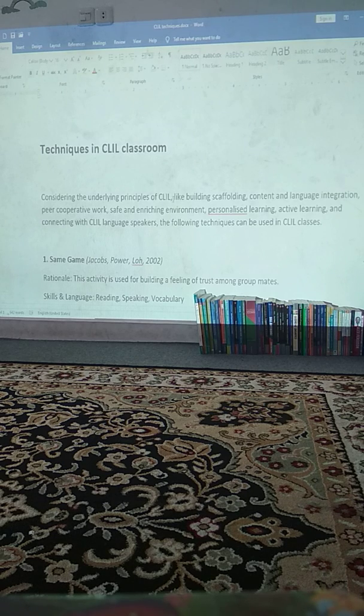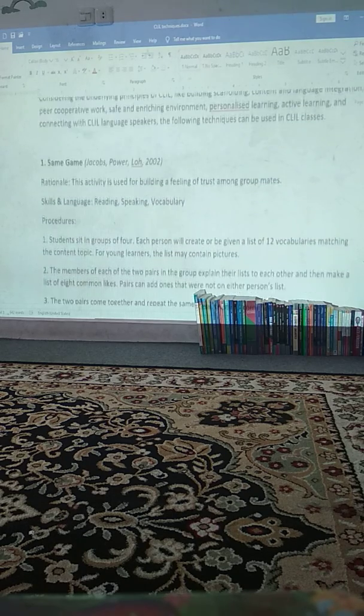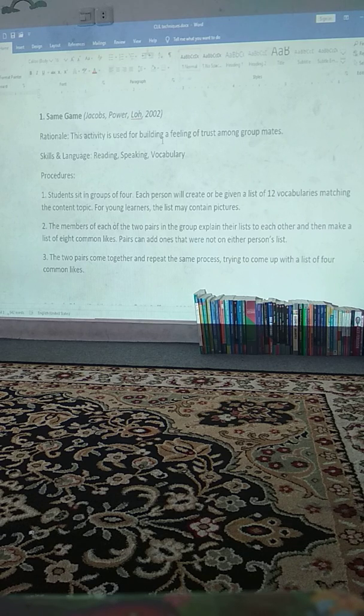a safe and enriching environment for cooperative work among the L2 learners. The techniques I propose here are, okay, let's go to the first. Same game, as stated in Jacobs, Power and Law in 2002. The rationale of this technique is to build a feeling of trust among group mates. We know that trust is a kind of issue among language learners. Sometimes they are far too afraid to speak, as saying the wrong thing means losing face among the classmates.